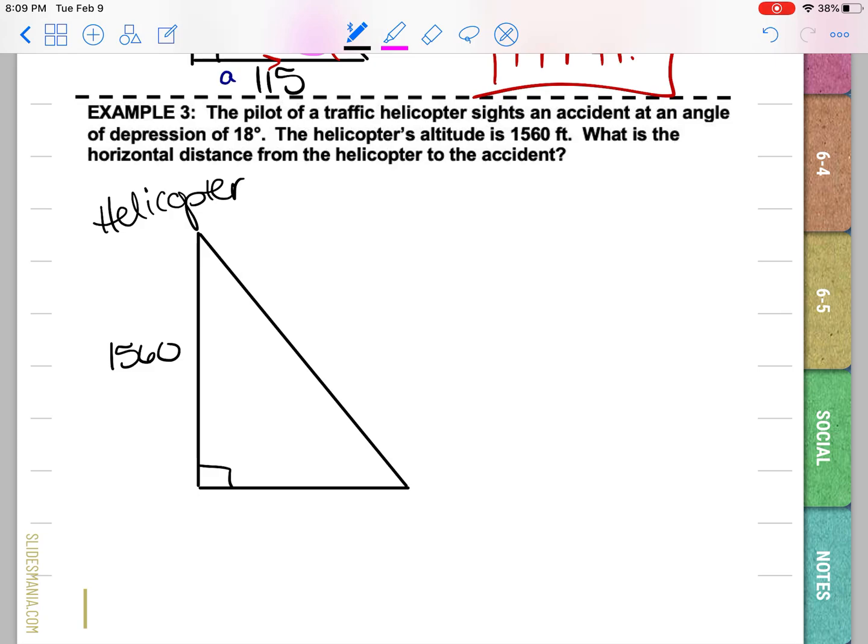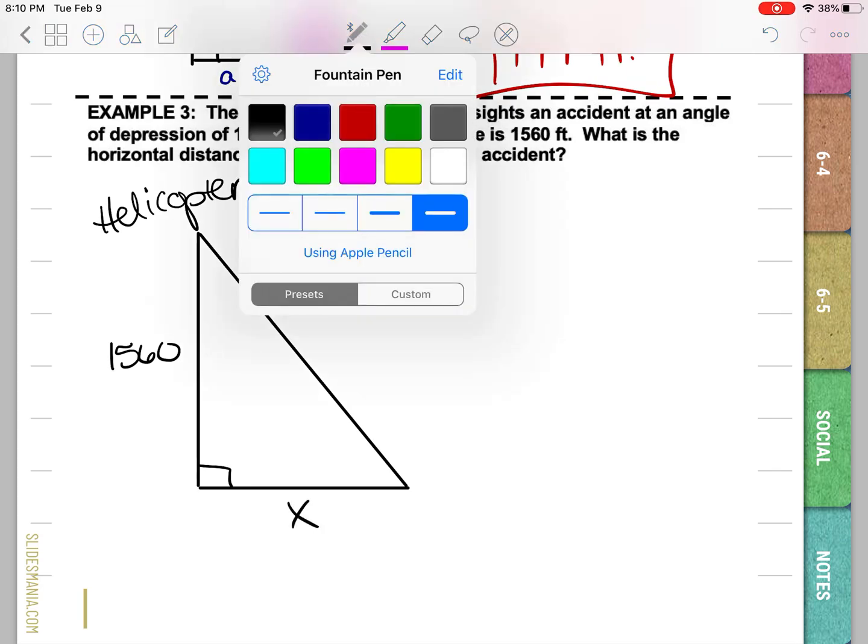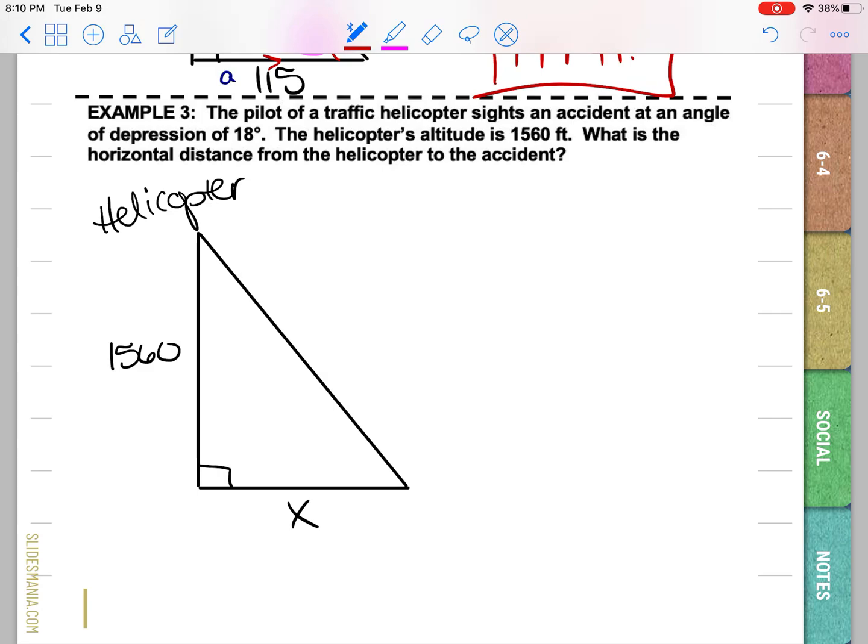What is the horizontal distance from the helicopter to the accident? So horizontal is the bottom part, so we're looking for that. It told us that because it's the helicopter looking down, remember, angle of depression is looking down, creating that angle here. And if that angle is 18 degrees, remember our lines are parallel, so we also know our angle of elevation would also be 18 degrees there. And so now we're ready to go. We have our 18, we're going to label: 1560 is opposite, x is adjacent, O and A, tangent again.